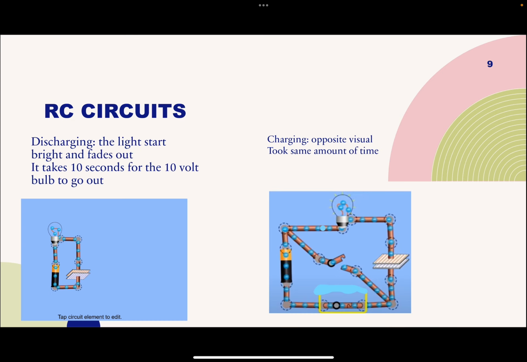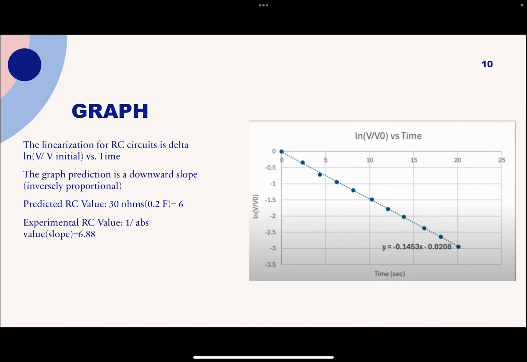So for the second part of the lab, it was RC circuits. So discharging and charging. Discharging, the light started bright and faded out. It takes around 10 seconds for the 10 volt bulb to go out. And charging had the opposite visual but also took 10 seconds.